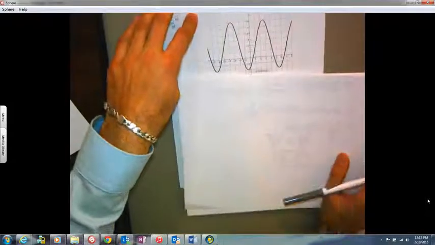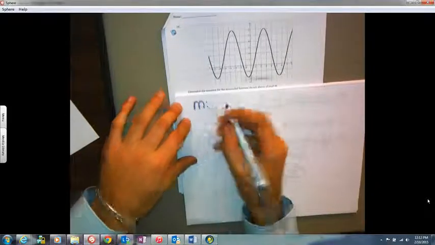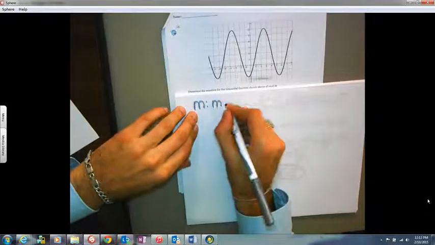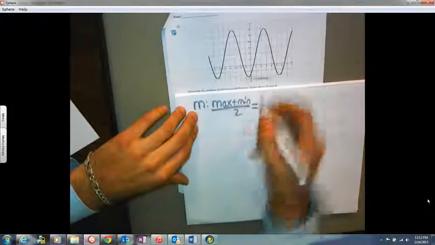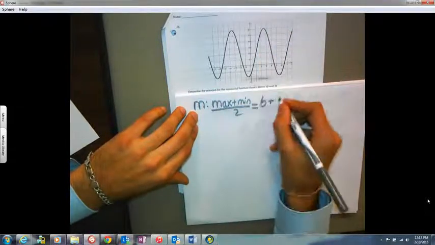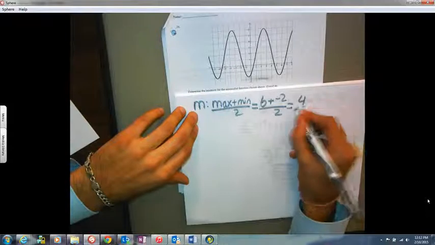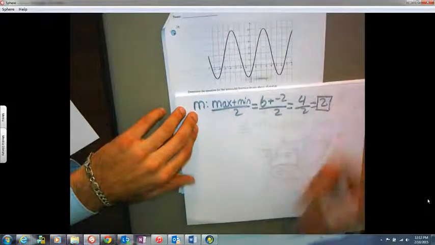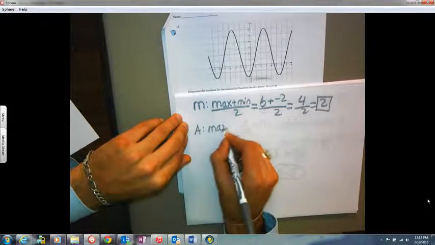Okay. 24. A little bit more complicated, but the process does not change. I'm still mapping. Map means max plus min divided by 2. The maximum is 6. The minimum is negative 2, all divided by 2. 6 plus negative 2 is 4, divided by 2 is 2. The amplitude, remember, is max minus mid, which is equal to 6 minus 2, which equals 4.